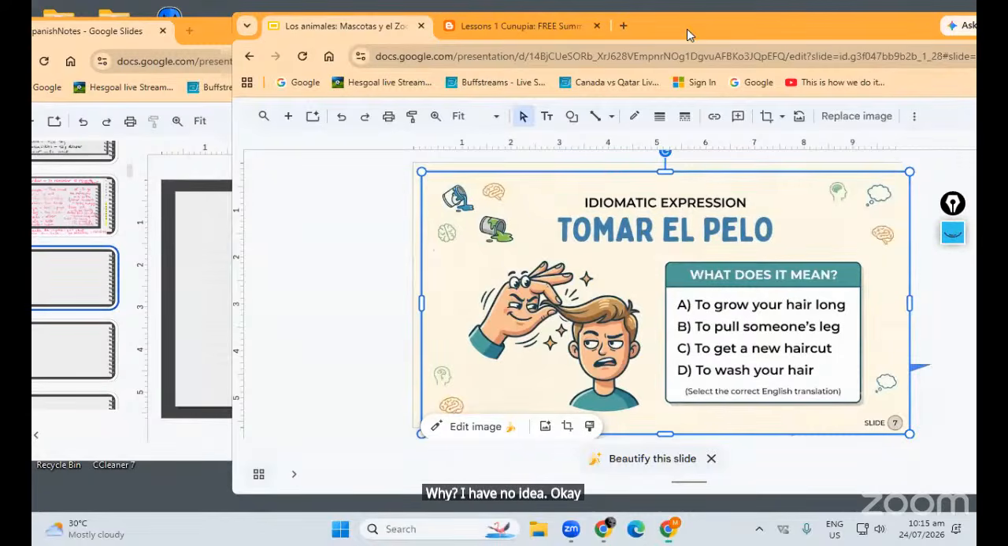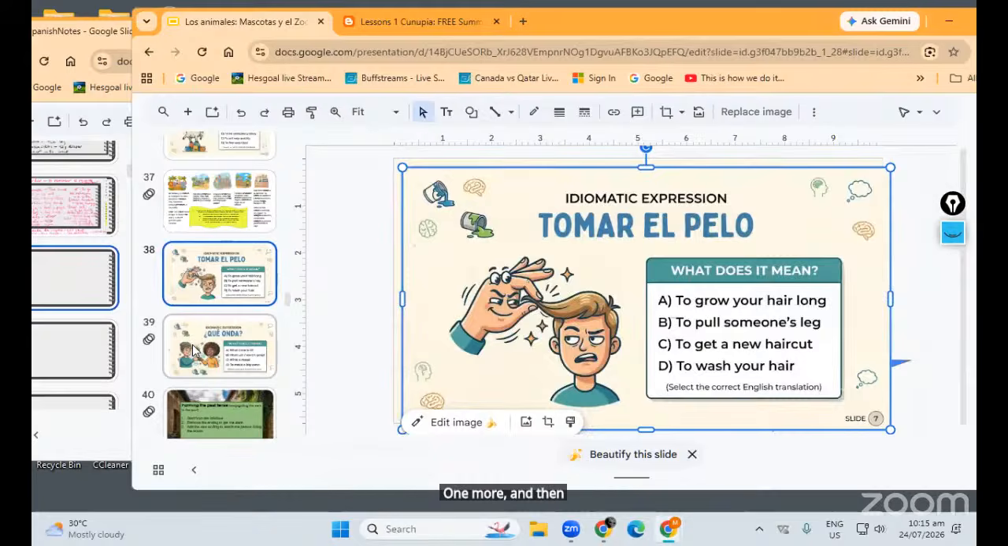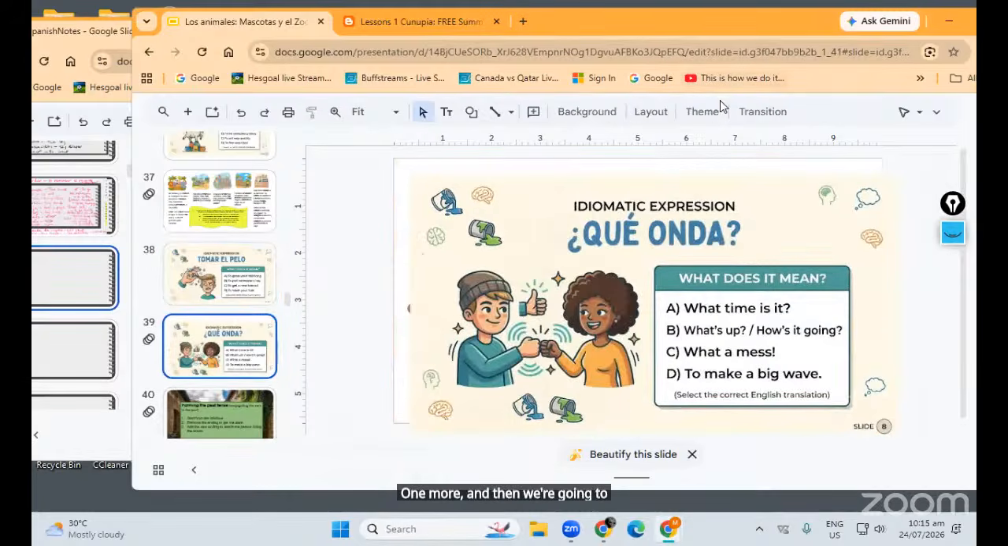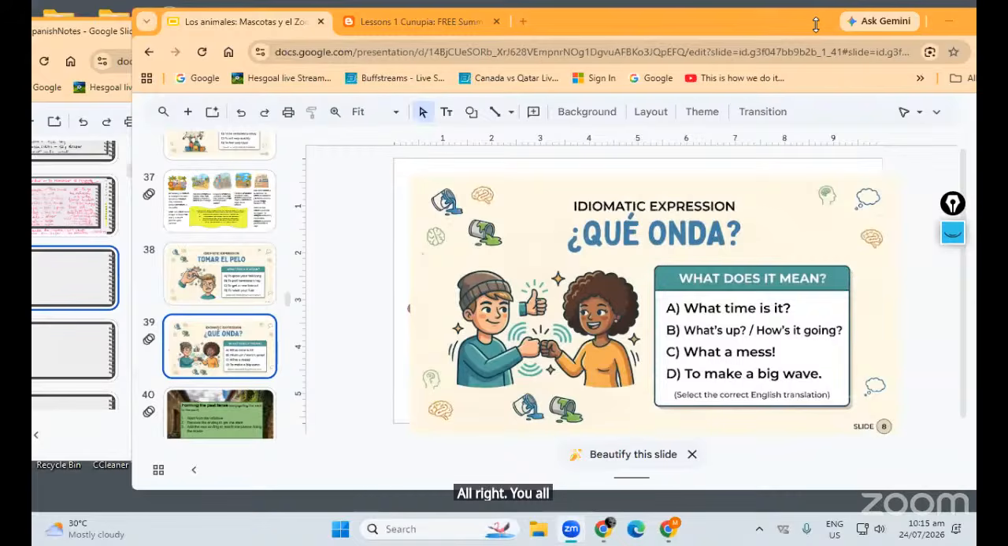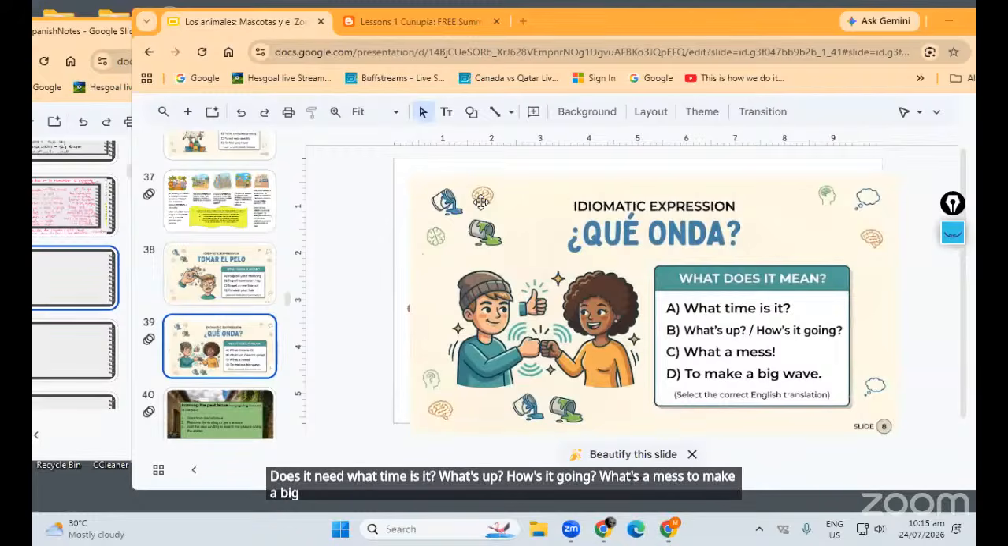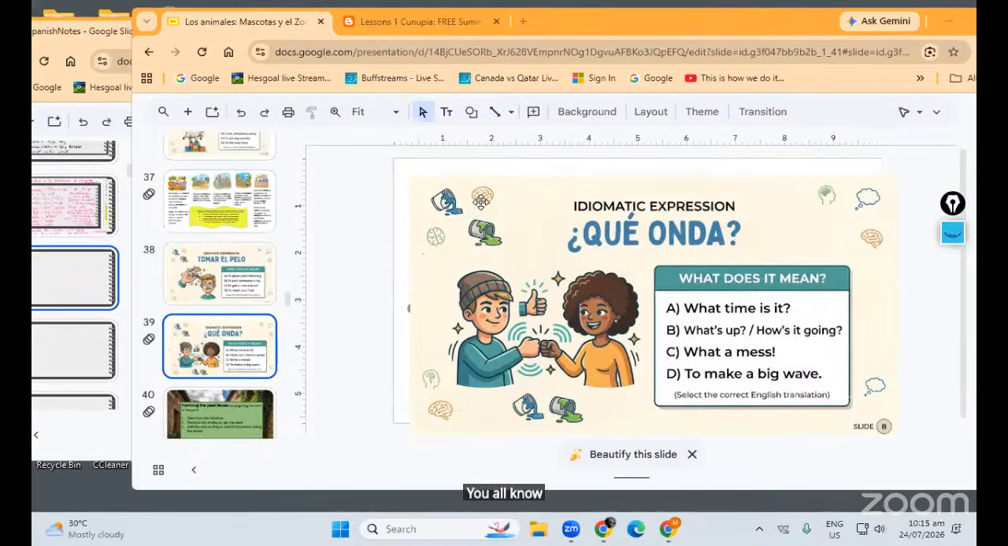Okay. One more, and then we're going to go to how we form the past tense, right? All right. Qué onda? You all know what this means? Where did my poll go? All right, this is the previous one. And let's launch this one now. Does it mean what time is it? What's up? How's it going? What's a mess? To make a big wave. Because onda means wave, right? You all know this one. Overwhelmingly, people are choosing the correct answer.